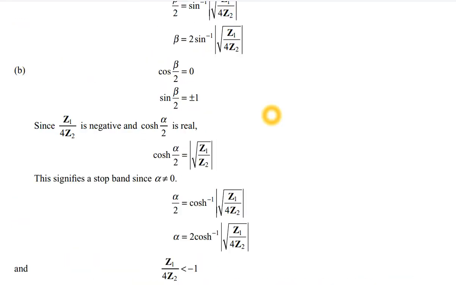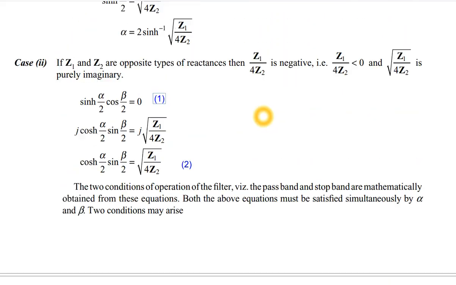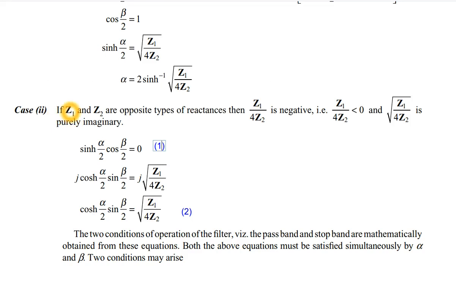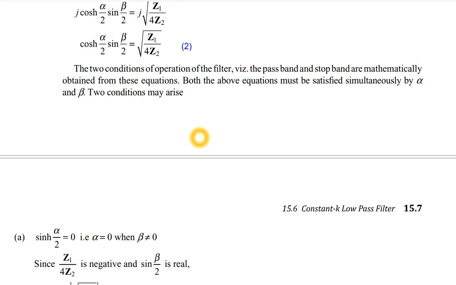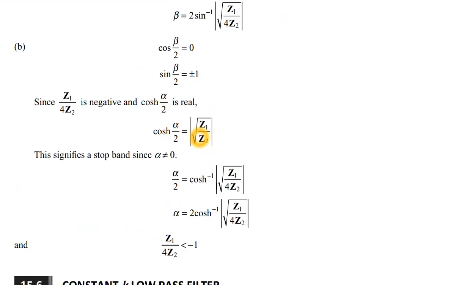These cases arise with case 2, that is when z1 and z2 are of opposite types of reactances. So this is the concluding statement here: we get stop band and pass band when z1 and z2 are of opposite types of reactances. That's why we choose them as inductors and capacitors in filter design circuits. This is the concluding remark about this characteristic of filters. Fine, I hope you have understood this.